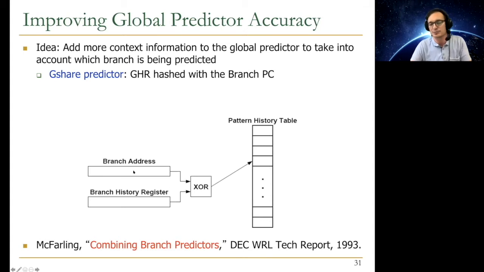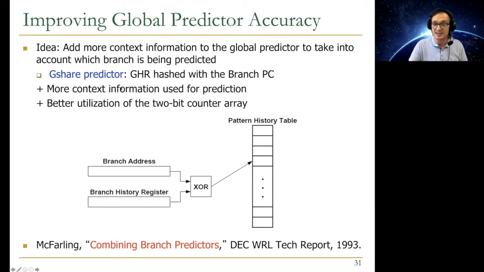And the idea looks very simple, as you can see over here, right? You don't just use the branch address. You don't just use the global history register, but also use the branch PC, the program counter, XOR them in some way, and then index into the pattern history table. This way you take into account more information. So there are multiple benefits to it. You use more context information. You don't lose the program counter context. And you also get a better utilization of the 2-bit counter array. So this is also important, actually. This way you can utilize your 2-bit counters better.